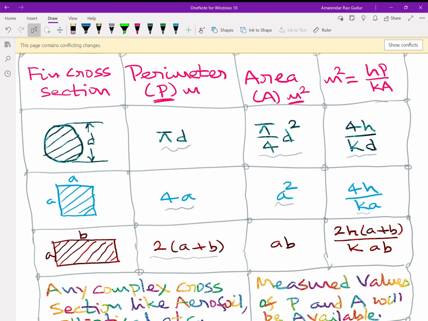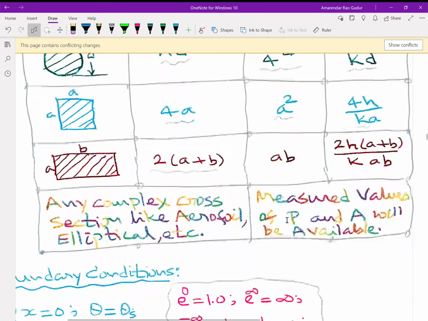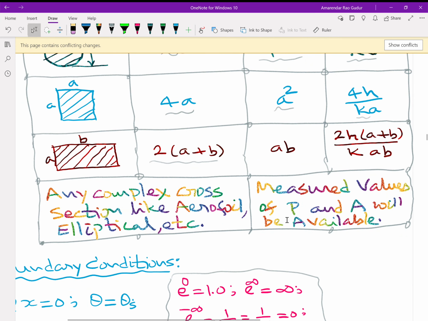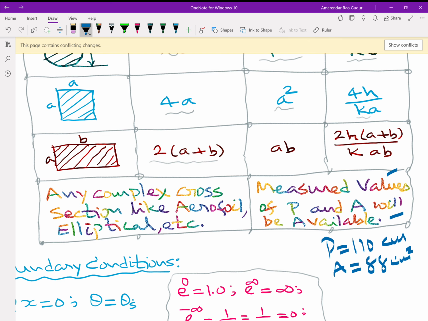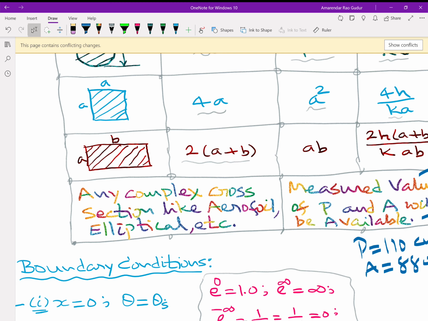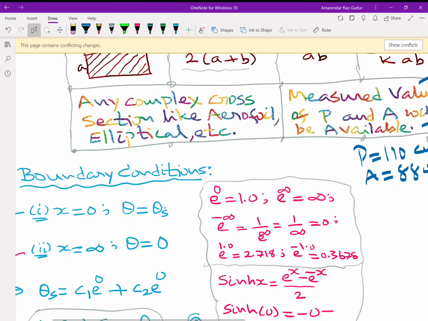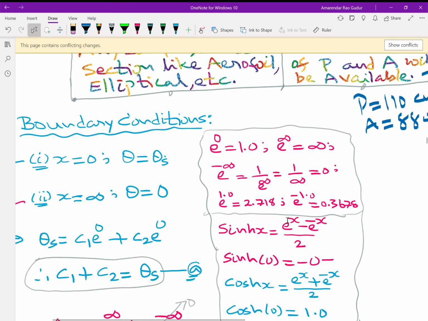Then if you implement it, your m square is going to be 2h times a plus b by k into ab. These are all the theoretical cross sections. If you take any complex cross section like aerofoil, elliptical, or trapezoidal, the values of p and A will be measured and will be available to us directly. Like I may say p is equal to 110 centimeters, A is equal to 88 centimeters square. So by some experimental methods the perimeter and area will be obtained, and we have to use them and get the values of C1 and C2.